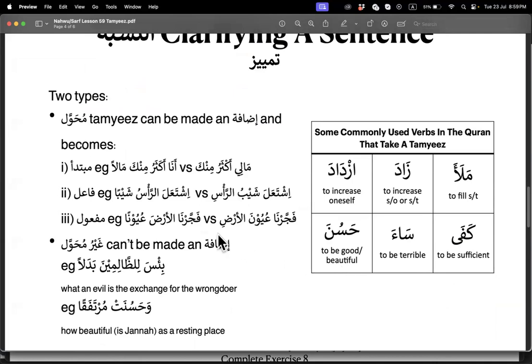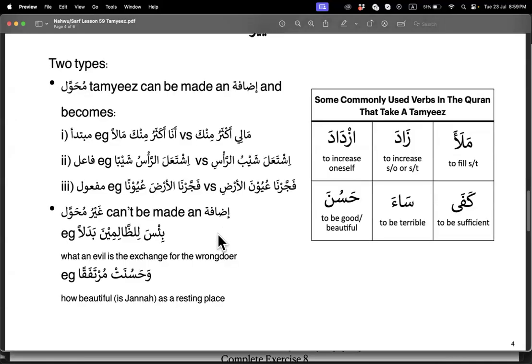Okay. So Alhamdulillah, we finished Tamyiz. Then next lesson, inshallah, we start numbers. So may Allah help me, because that will be a long topic.